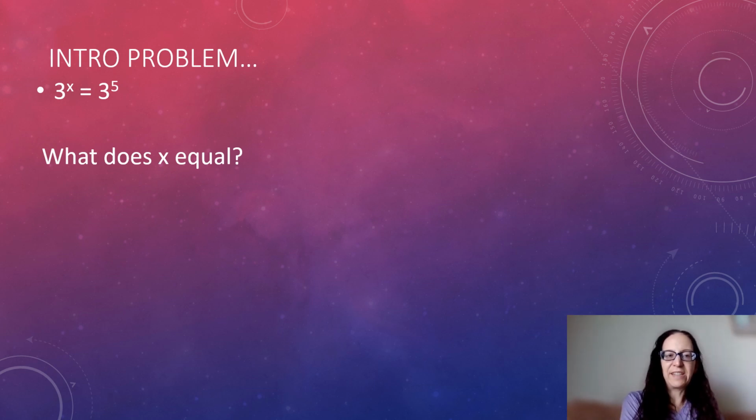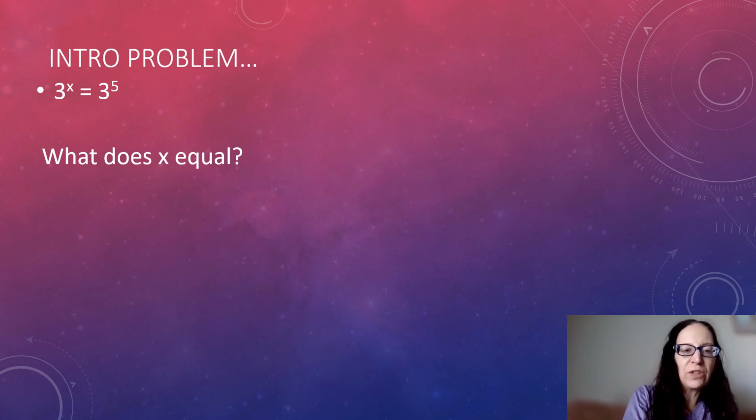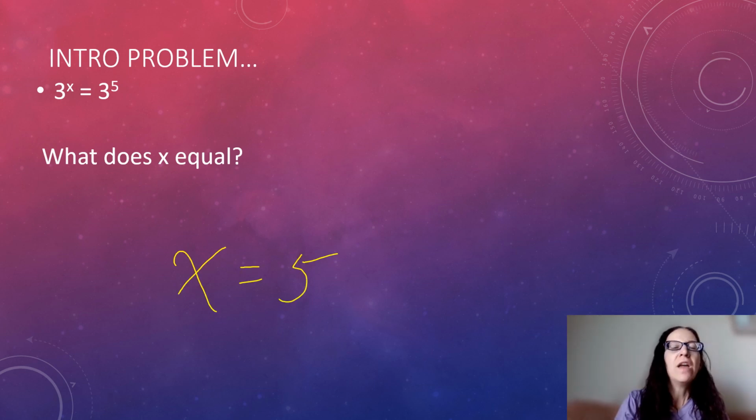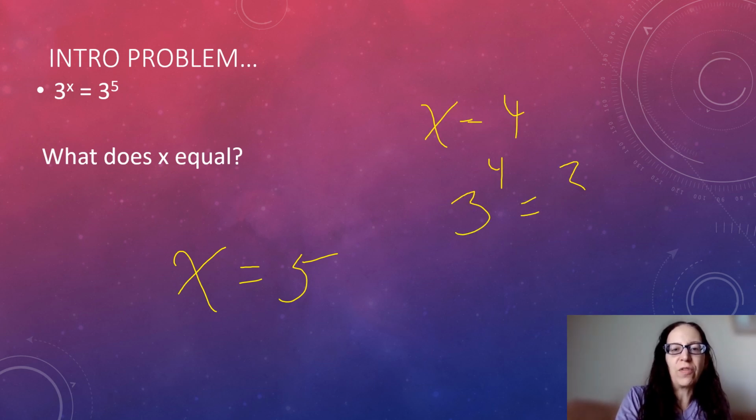Okay, 3 to the x equals 3 to the 5th. What does x equal? Hopefully you answered that x had to be equal to 5. And you could reason that out by thinking, well, if x was anything else, so if you said x was 4, then you'd be looking at 3 to the 4th equals 3 to the 5th, which we know is not true. Anything other than 5 would give us a false statement.